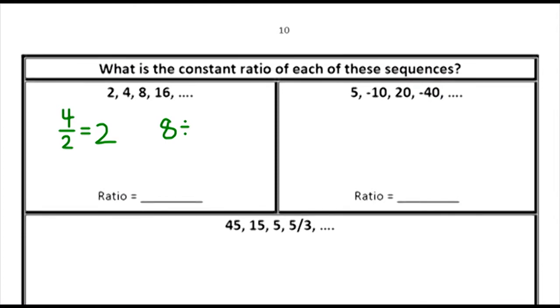Negative 10. Be careful with those negatives. Negative 10 divided by 5 gives me negative 2. This is why we write out our work. We show ourselves how to type it into the calculator. Negative 40 divided by, or you can even write as a ratio, over 20 simplifies down to, again, negative 2. Our constant ratio is negative 2.